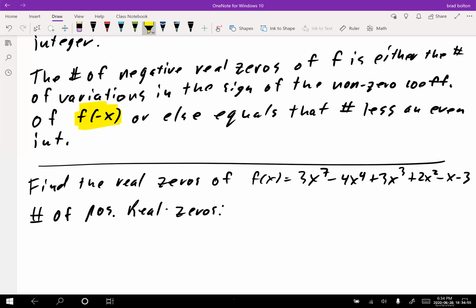So we have 3x to the 7th minus 4x to the 4th plus 3x cubed plus 2x squared minus x. Okay, so we're going to count. This is plus, this is minus, this is plus, this is plus, this is minus, this is minus. From here to here, that's one sign change. From here to here, that's one sign change. From here to here, that's no sign change. From here to here, that's one sign change.